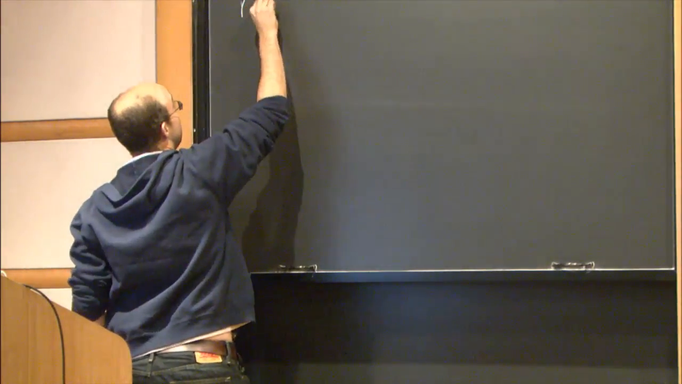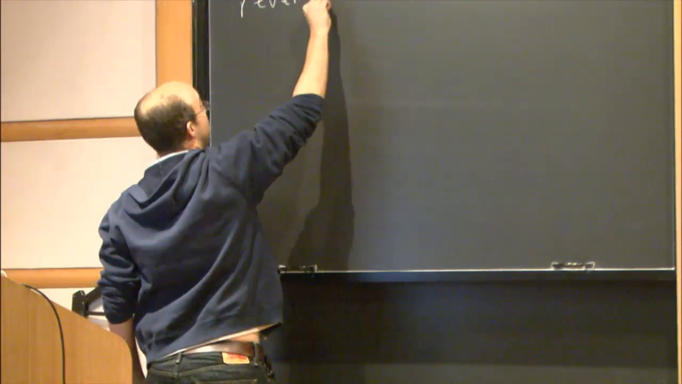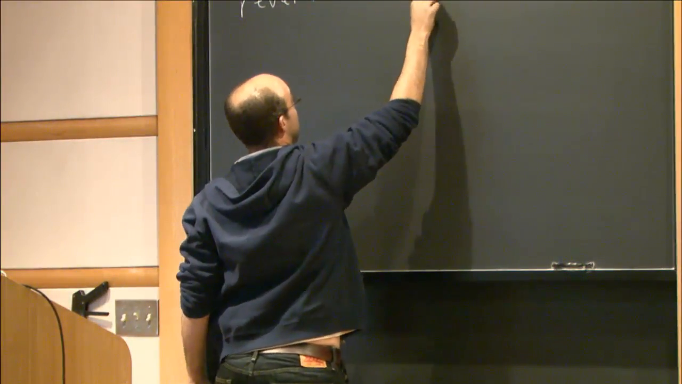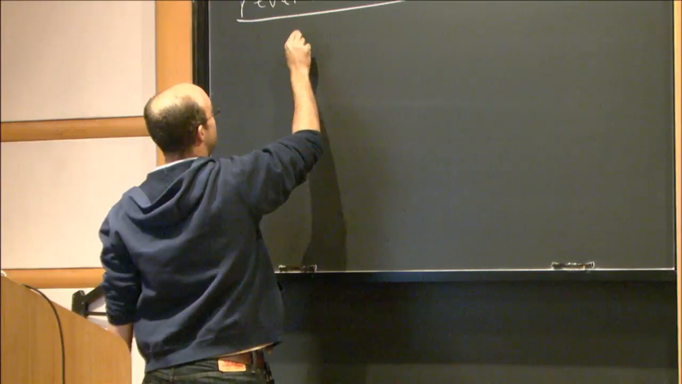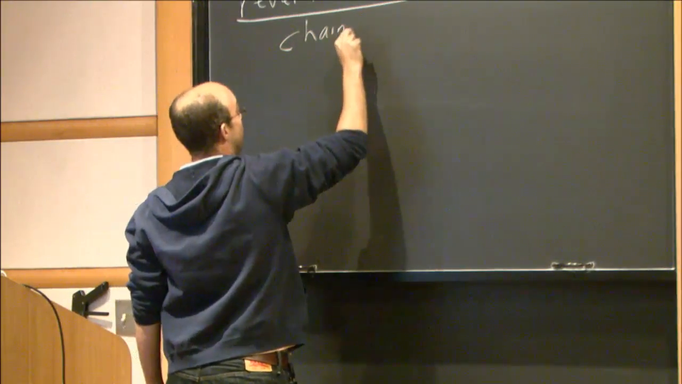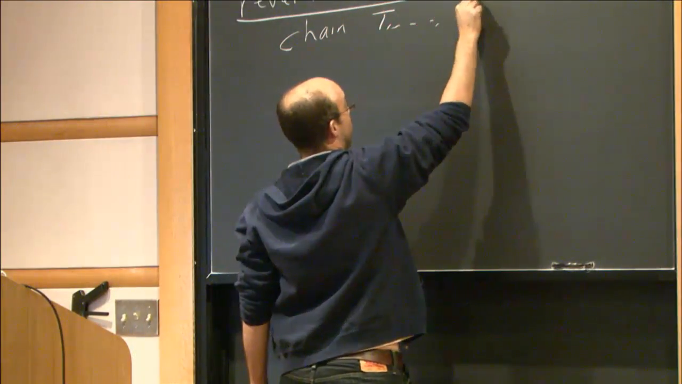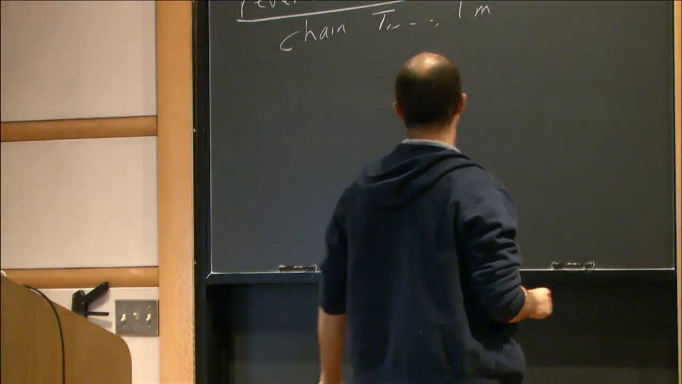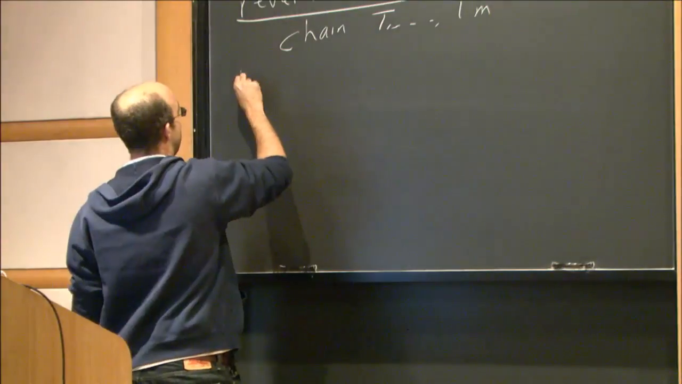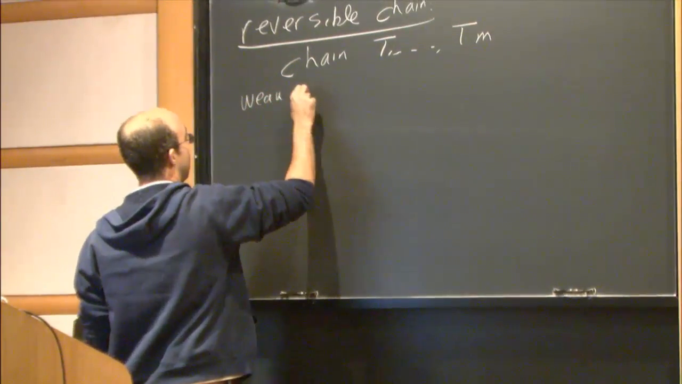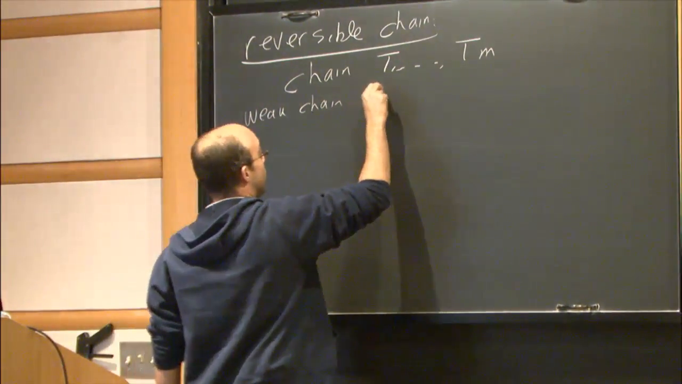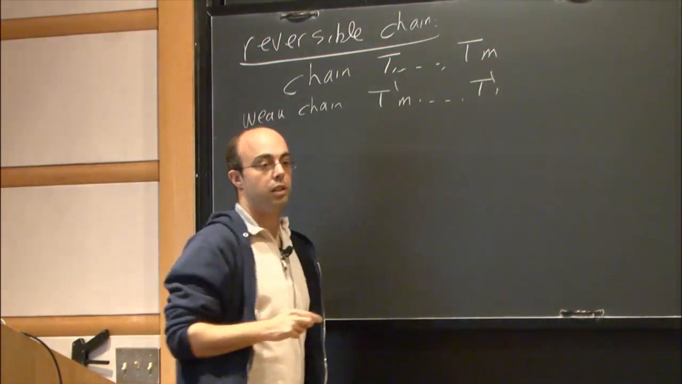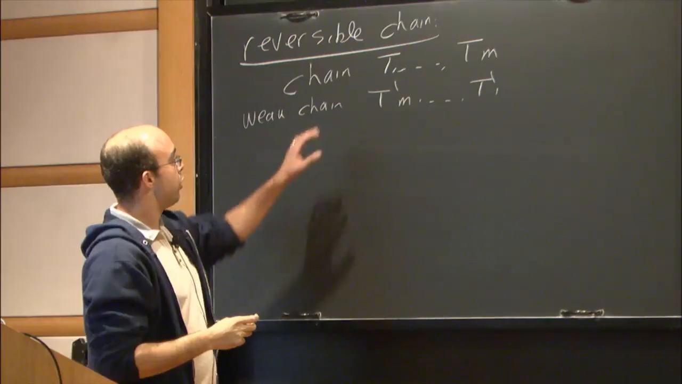So a reversible chain is basically going to be two things. It's going to be a regular chain, T1 up to Tm, like this notion of a tree chain. We're also going to have a weak chain in the other direction, starting from T prime m, going all the way to T prime 1. And this sort of contains that.